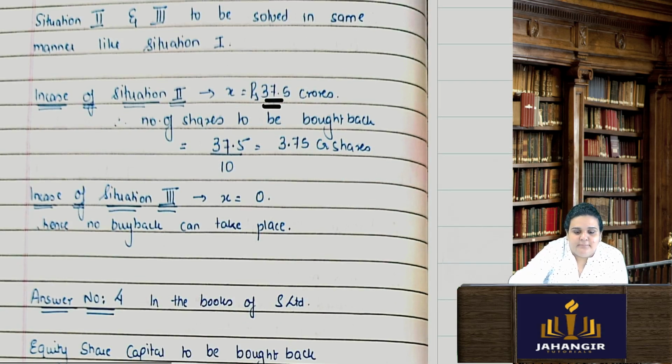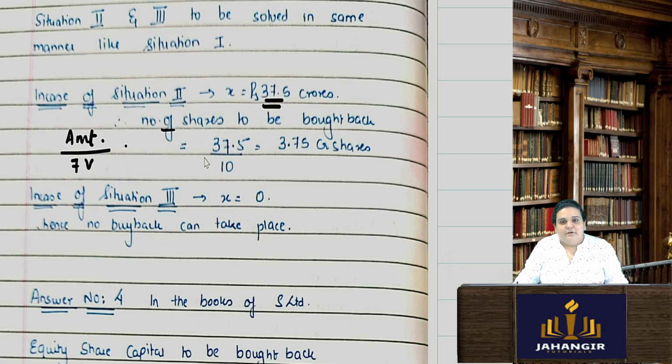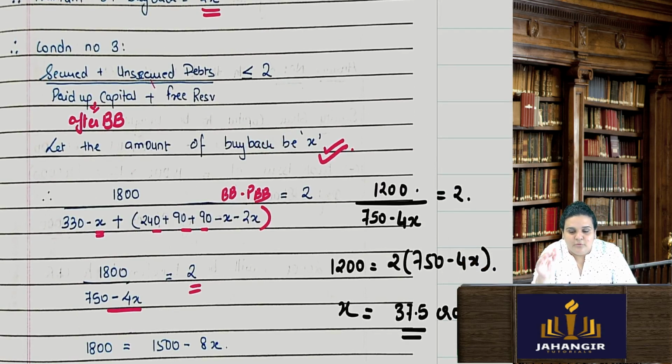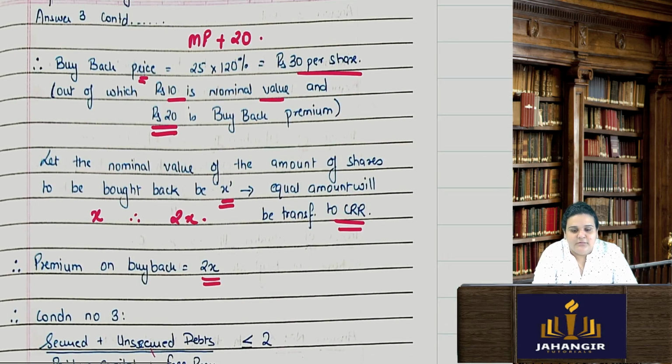Number of shares that can be bought back will be the amount divided by the face value of the shares. The least of the amount from the given three conditions, divided by the face value. That will be 3.75 crore shares can be bought back. Am I clear? So when the loan funds changed to 1200, loan funds were less, and I solved my third situation.